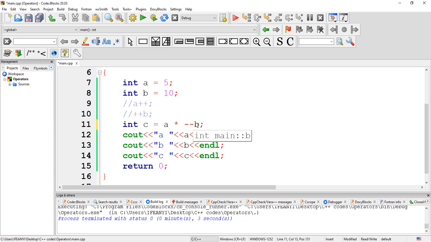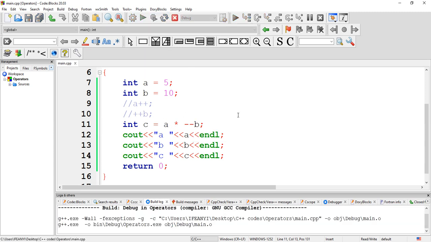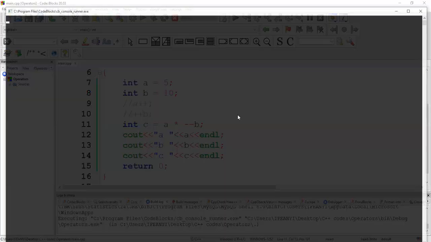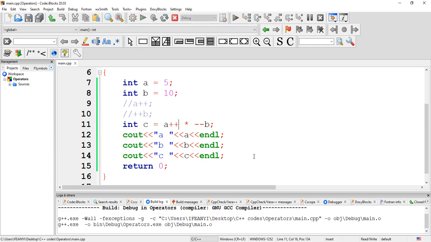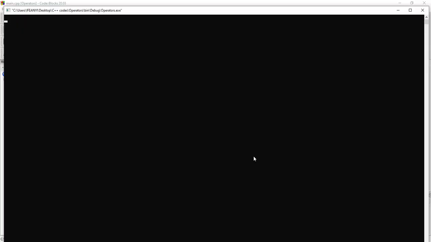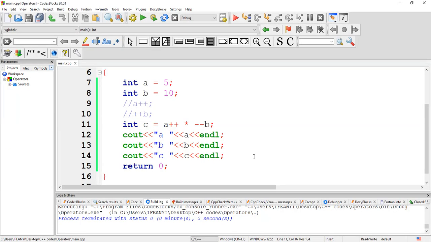You say decrease me before using me. So A is 5 times 10 minus 1 is 9. So it's going to be 5 times 9, 45. Correct. Is there any other tweaks to it? Okay. B--. That is still 45, while B will decrease by 1 after. Still 45, but B will decrease by 1 after. Right. I think that's a twist to it.